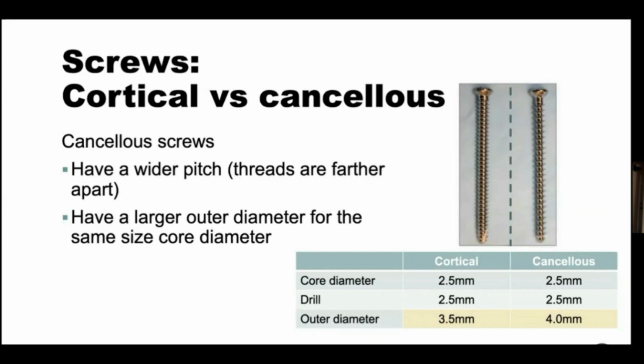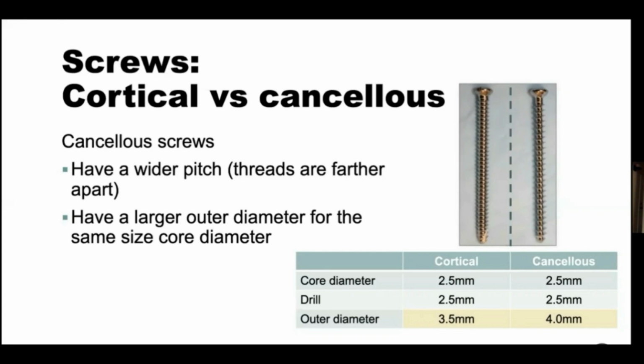And so what you'll see is that we tend to use cancellous screws in places where you drill and you're trying to put in a 3.5 millimeter screw, but you're not getting a great bite. Some people will use it as a rescue screw, so to speak. Other people more commonly use it in areas of cancellous bone where the bone density is not as high as it is in an actual cortical area. And so having a larger outer diameter for the same size core diameter is very advantageous when you're trying to get good purchase in cancellous bone.